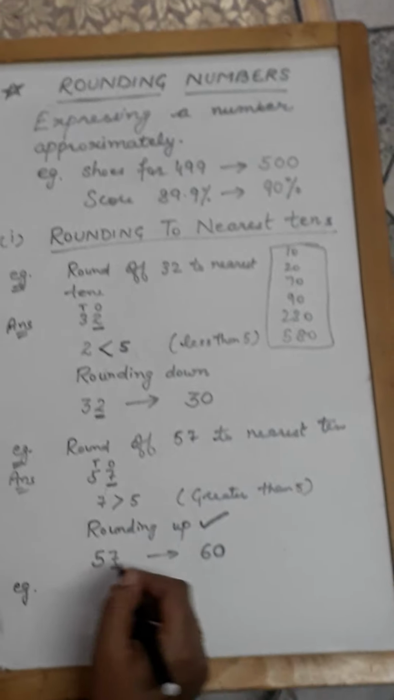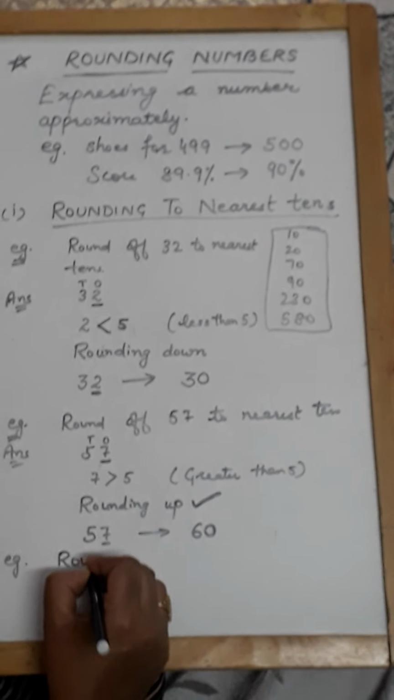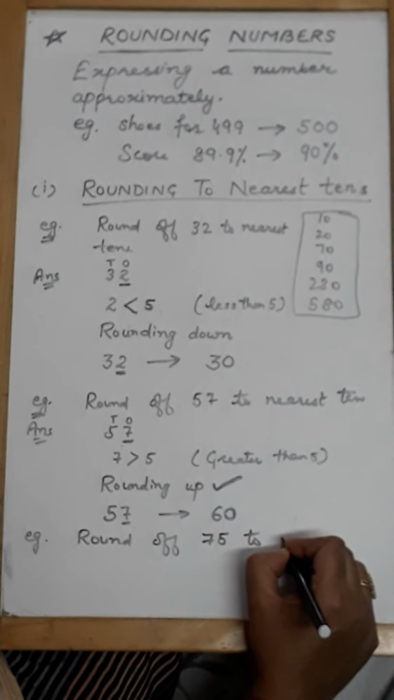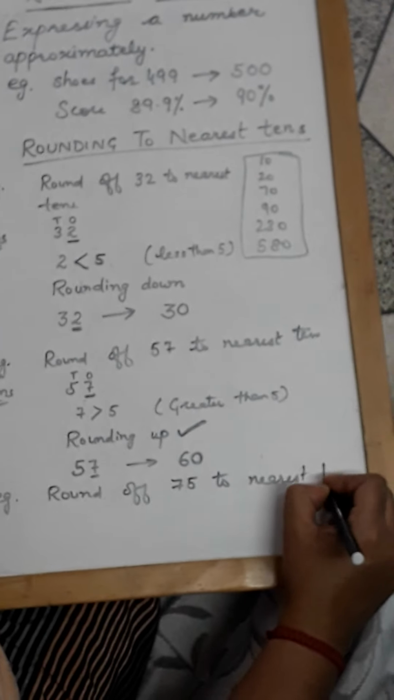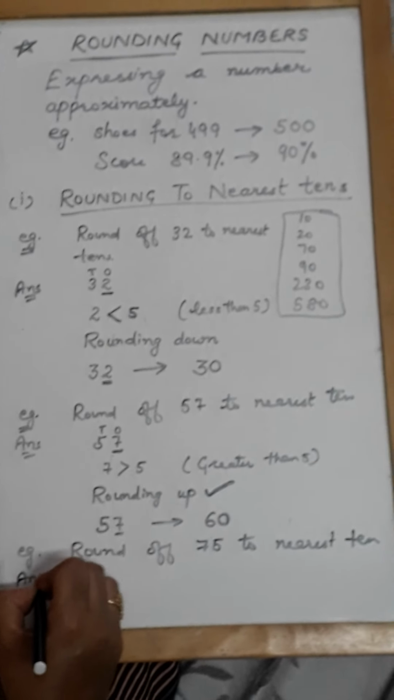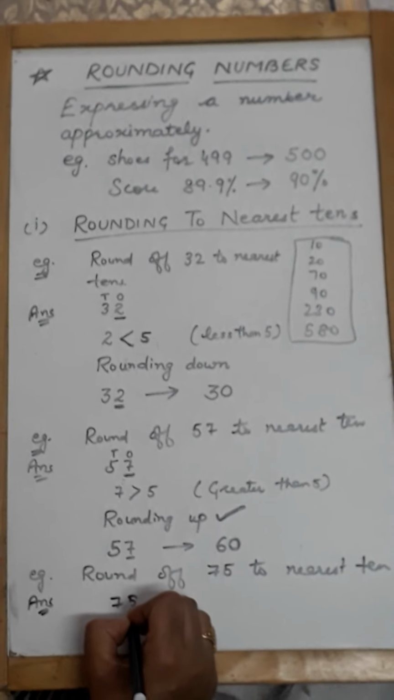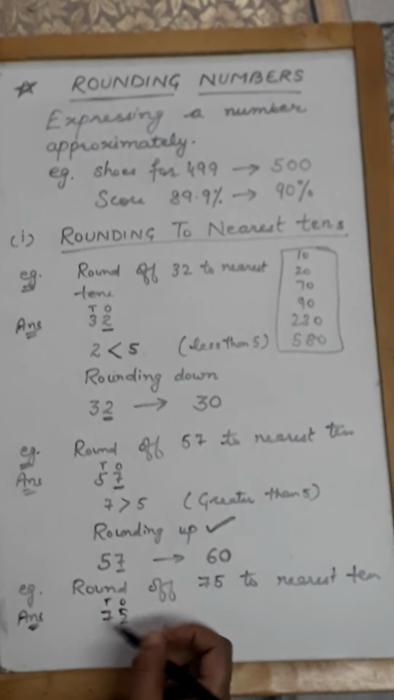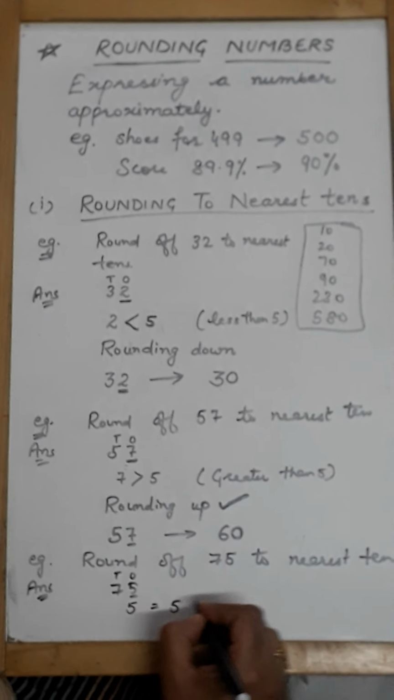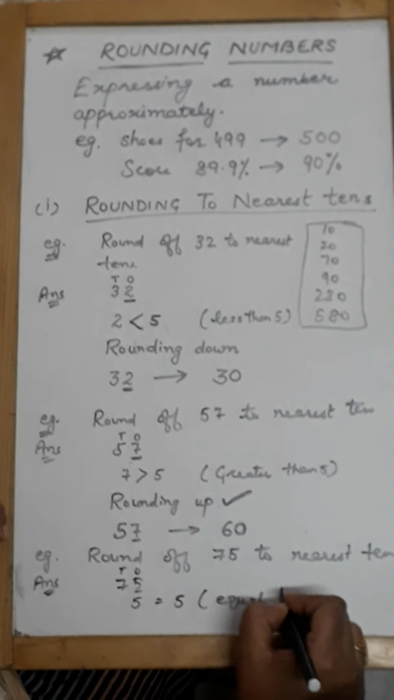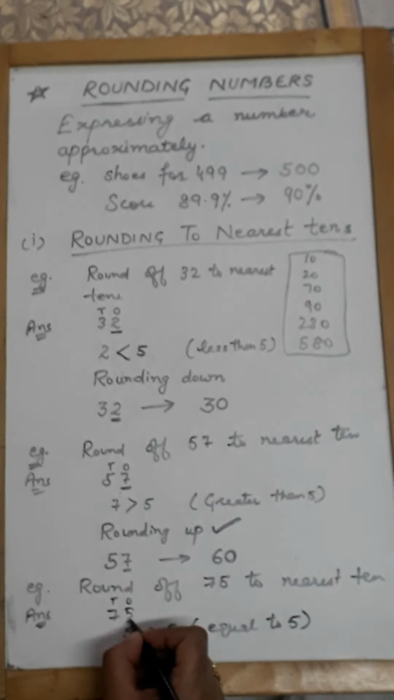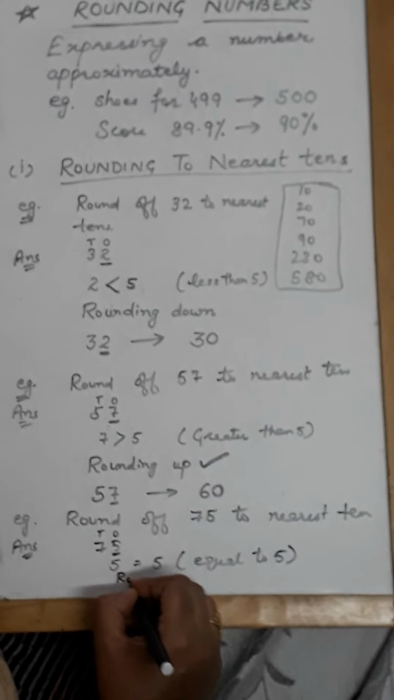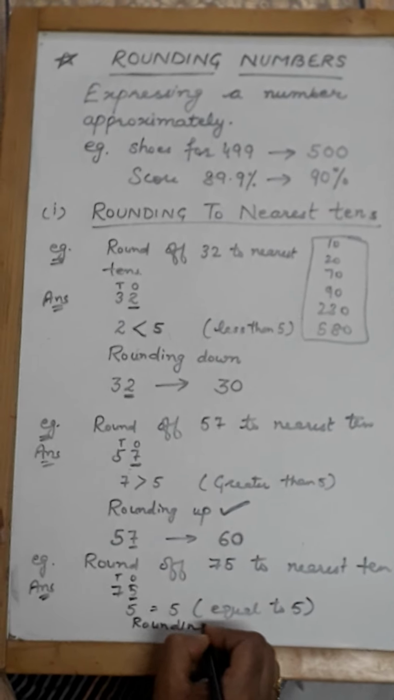Now there is one more case. If we have to round off 75 to nearest 10. Now in this case, what is the number at ones place? It is 5. तो नंबर 5 से छोटा है ना ही नंबर 5 से बड़ा है. 5 is equal to 5. Again, if the number at ones place is 5 or greater than 5, we always do rounding up.